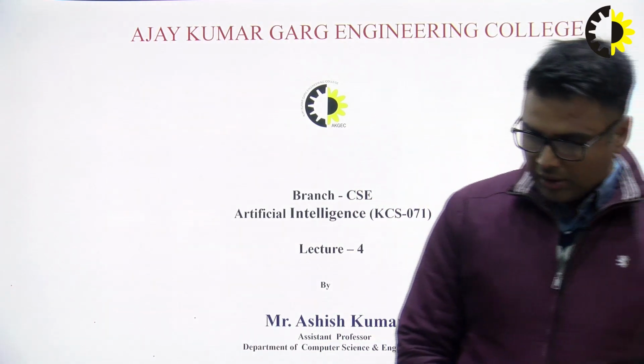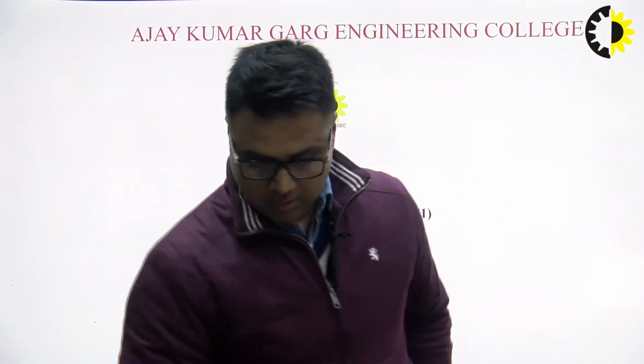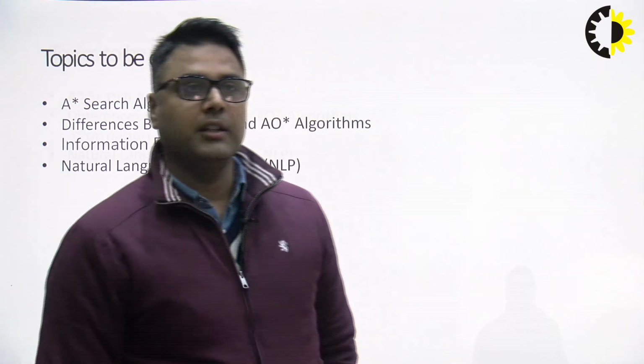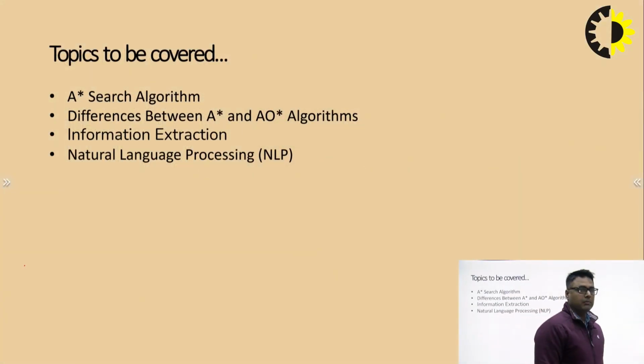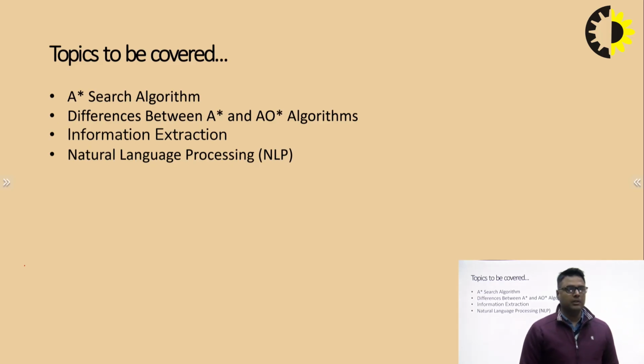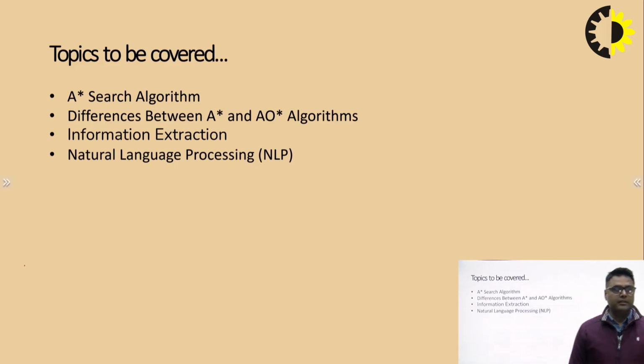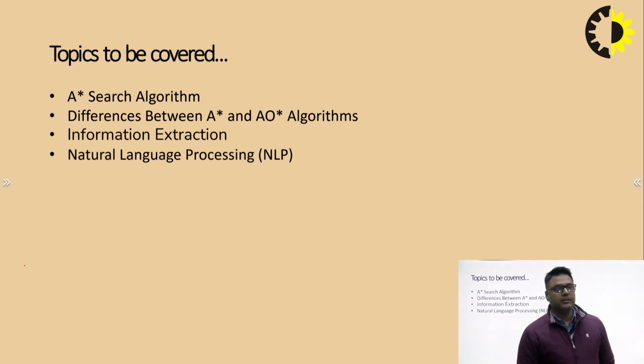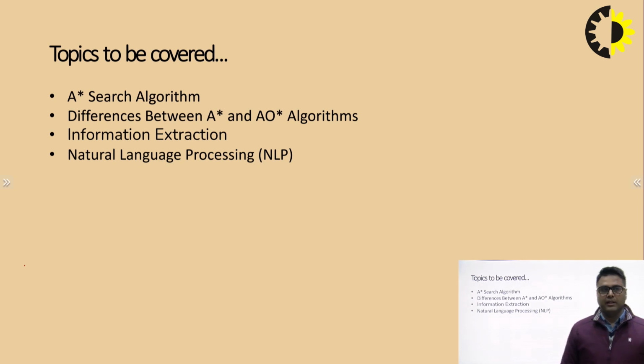In this lecture, I have to discuss some points. First, I discuss the A star search algorithm and the difference between A star and AO star algorithms. Third, I discuss information extraction, and the fourth point is natural language processing, NLP.